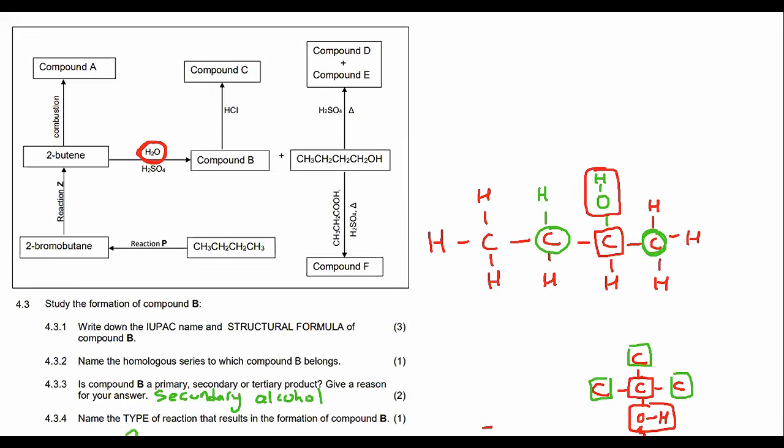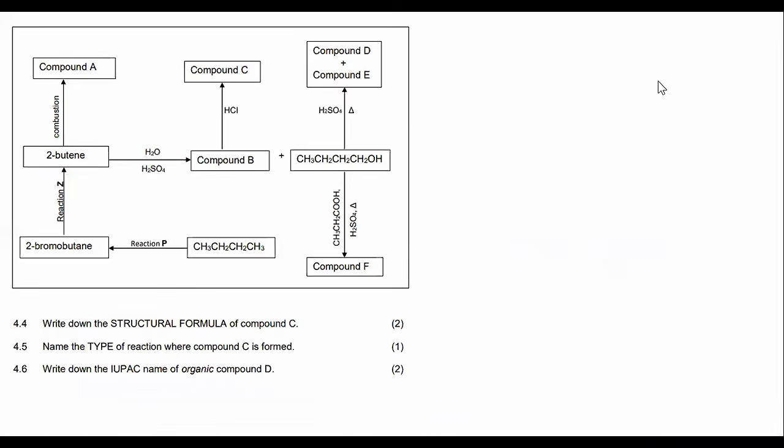Okay, then 4.3.4, name the type of reaction that results in compound B. So you could say addition, but you could also say hydration. Okay, remember we said that when you go from an alkene and you become an alcohol, then you are doing addition because you are adding molecules onto the alkene. All right, guys, so let's move on to the next one.